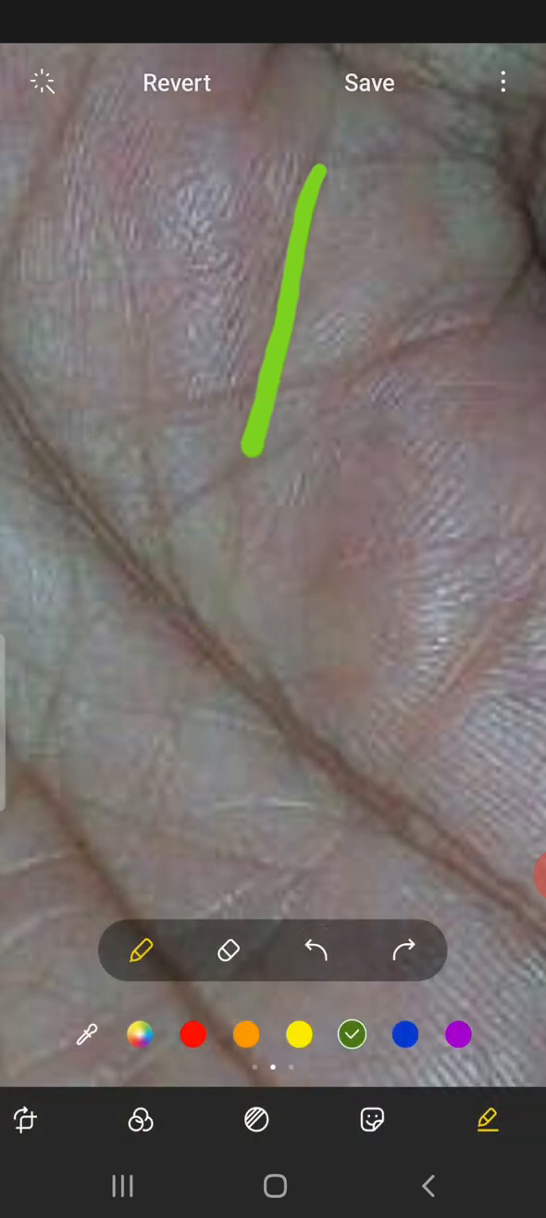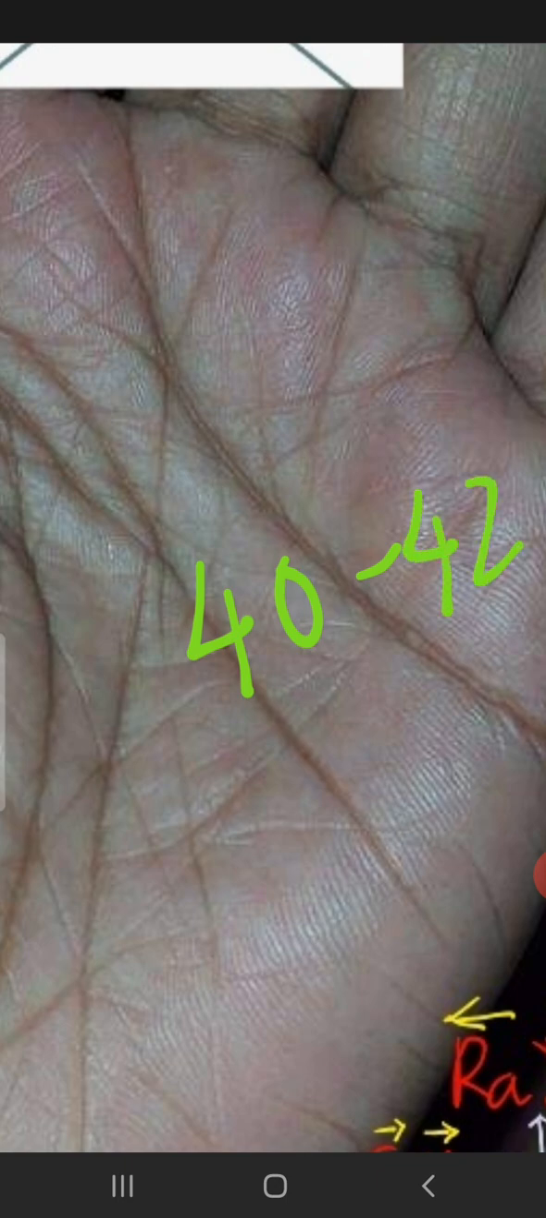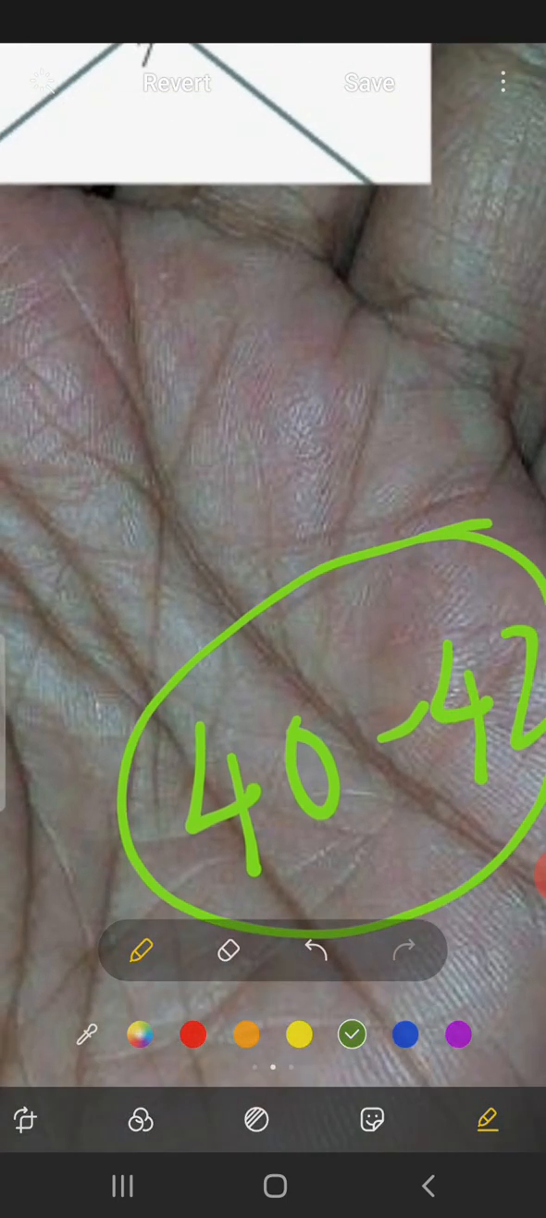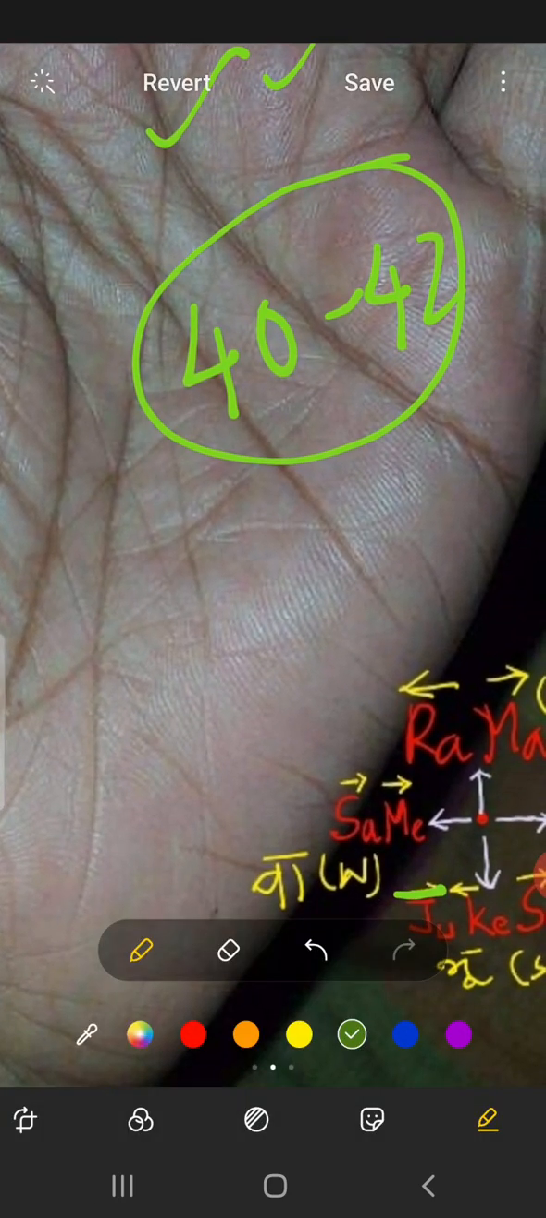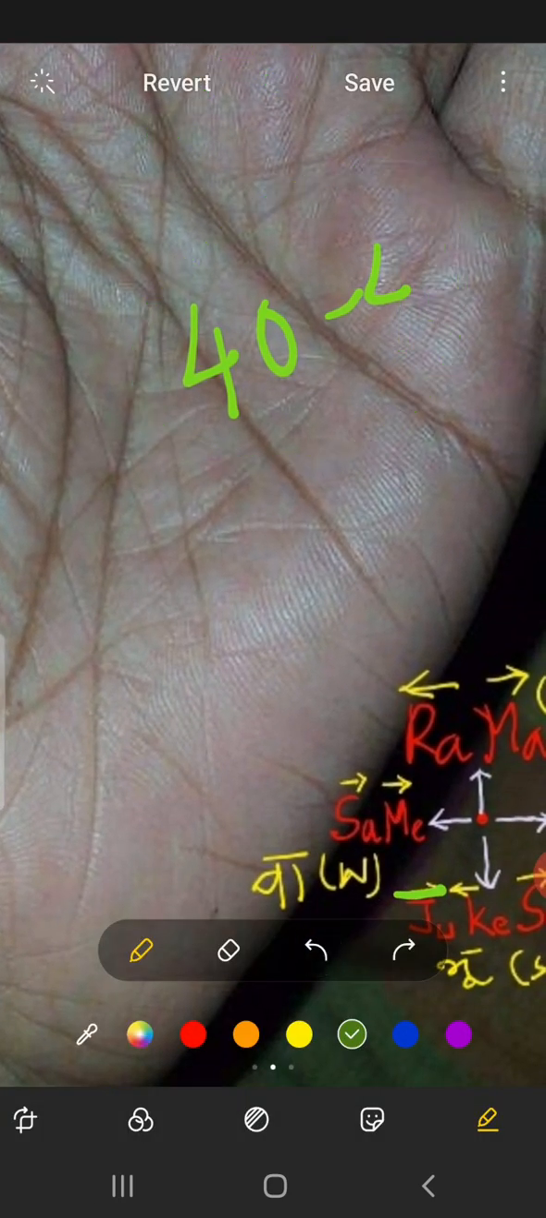So Surya here seems to be damaged. Okay, so this is how we do the analysis, in-depth analysis. However, this person will have problems until the age of 40 to 42. Okay, but after that this person is going to rise suddenly. The wealth that I see in this palm is simply amazing.